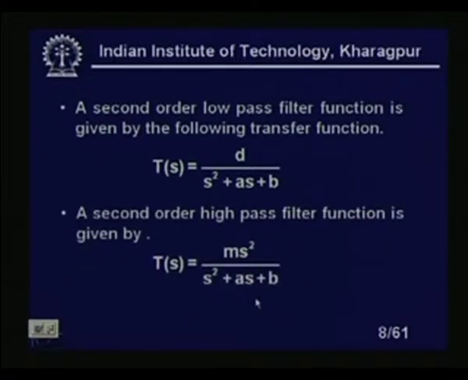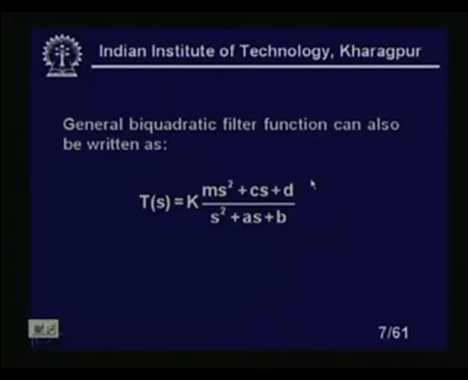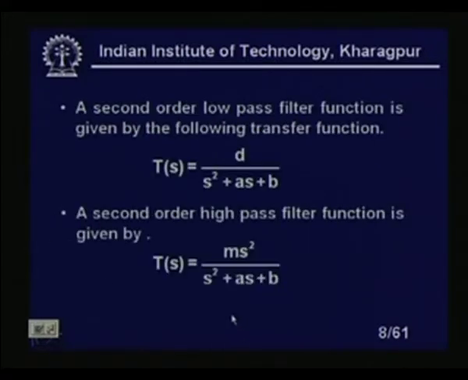A second order high pass filter function is given by T(s) equal to m s squared upon s square plus a s plus b. So, you can see that if you look at the generalized function, if I make m and c 0, I will get a low pass function. If I make c and d 0, then I will get a high pass function, is not it. You see this high pass function. Now, k is absorbed in m because we have a gain constant k, here also k is absorbed in d. So, we have this high pass function.